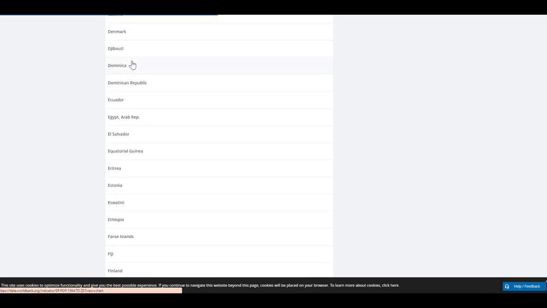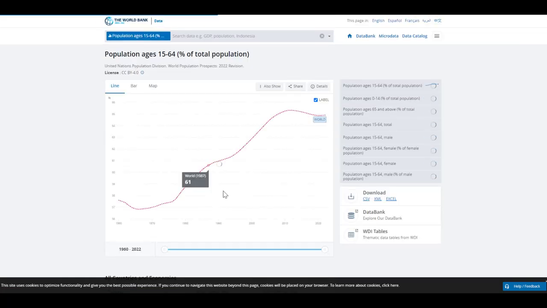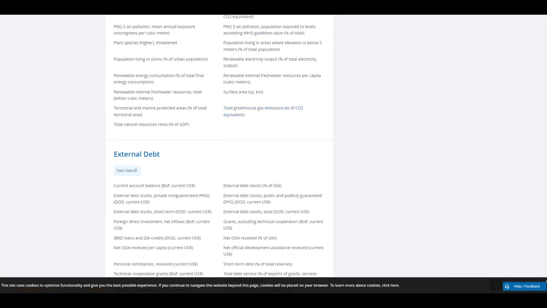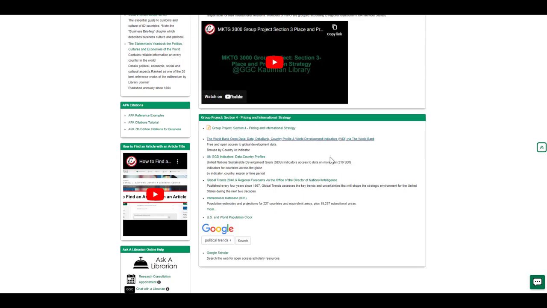So there's all sorts of factors that I can go in and look at. Anyhow, just explore this site. There's lots of great information here. I'm not going to focus on that. I want to go look at more other sites to look at.